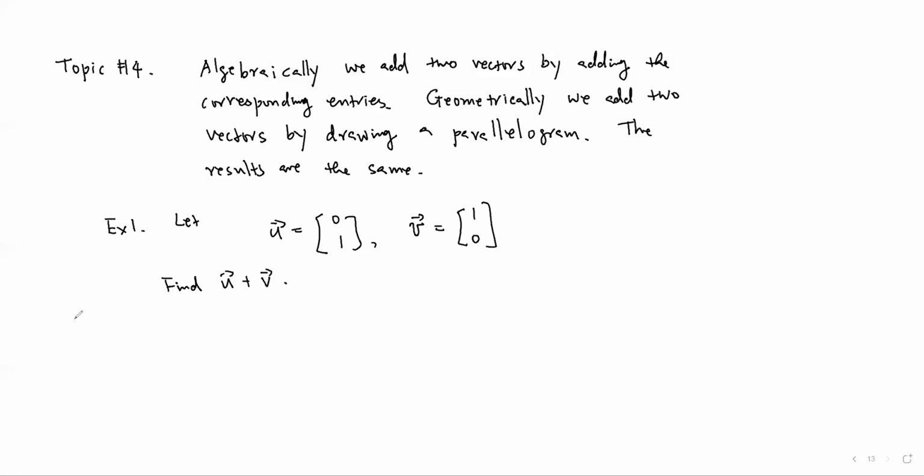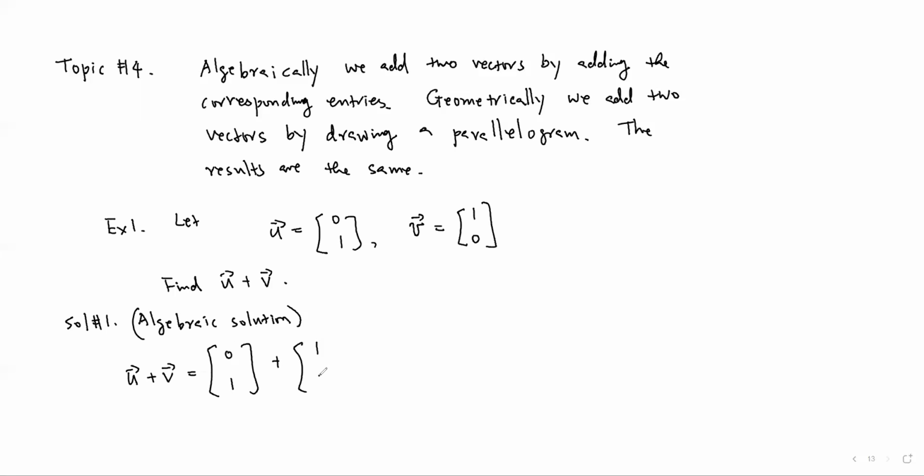Two solutions. Solution one, I add the two vectors by adding corresponding entries. This is an algebraic solution. Vector u plus vector v is (0, 1) plus (1, 0). Then 0 plus 1 is 1, 1 plus 0 is 1. This vector.